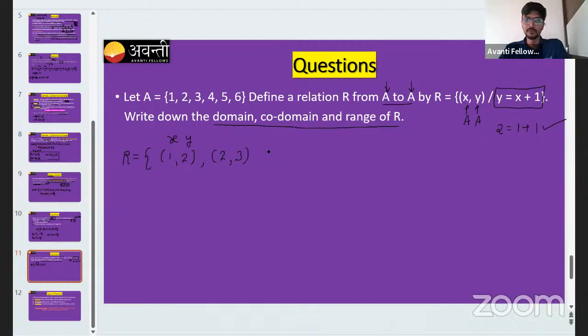If I take 2 here, this is 1 greater, means 3. So if I take 3 here, what will be this 1 greater? This will be 4. Now if I take 4 here, this will be 5. If I take 5 here, this will be 6. If I take 6 here, this will be 7. 7 will not be possible because the first and second element should be from set A. Here 6 is from set A, but see 7. There is no 7 here. So we have to stop here. Again, so basically my relation will be 1, 2, 2, 3, 3, 4, 4, 5, and 5, 6.